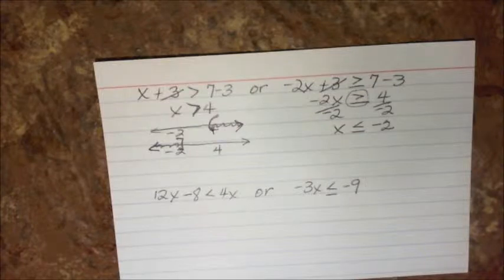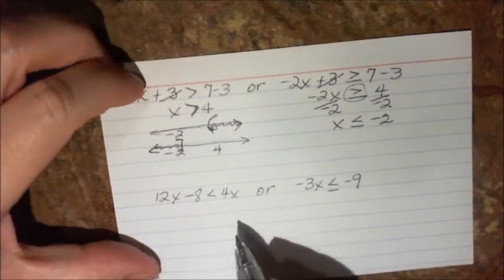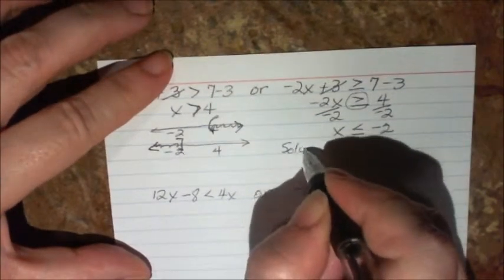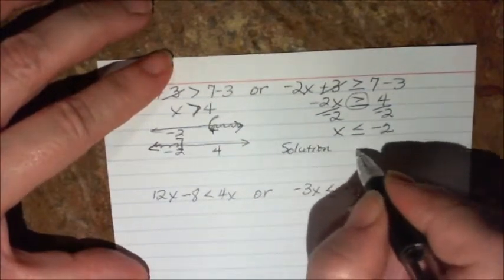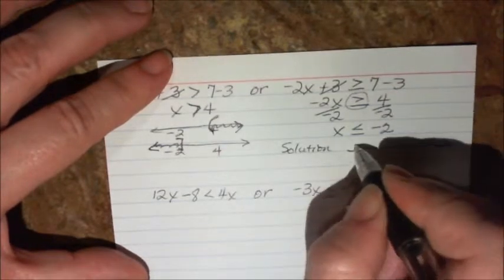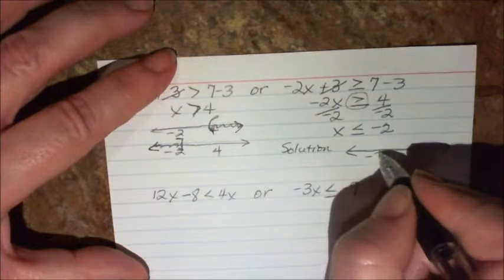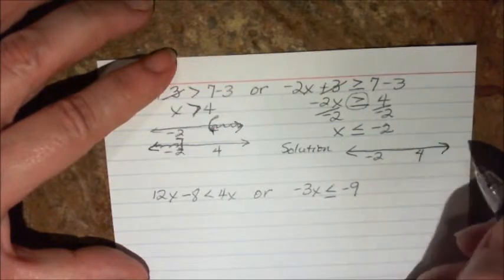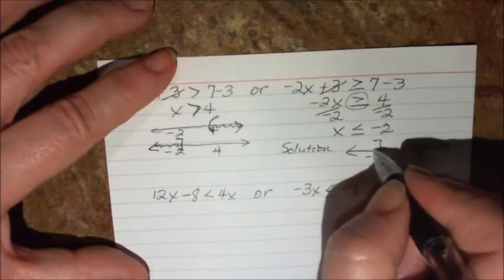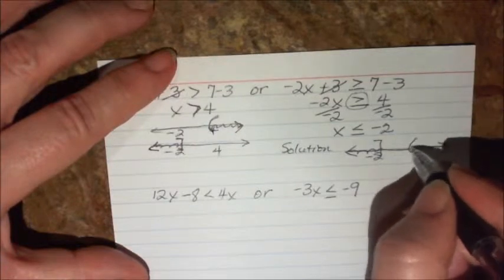Now remember, if we were combining these with and, that would be an intersection. And means only common, but the word or means everybody gets in. Okay, so the solution graph shows everything from both graphs, not just the common parts. So everything from both graphs looks like this and this.